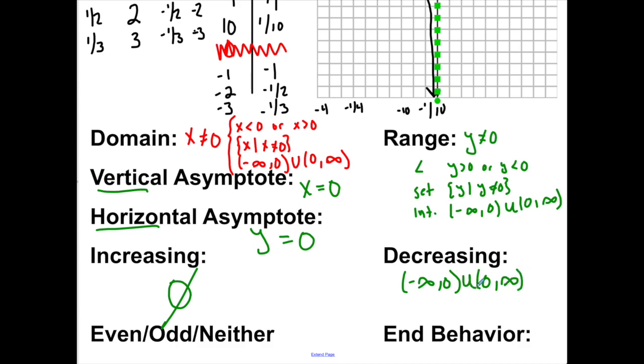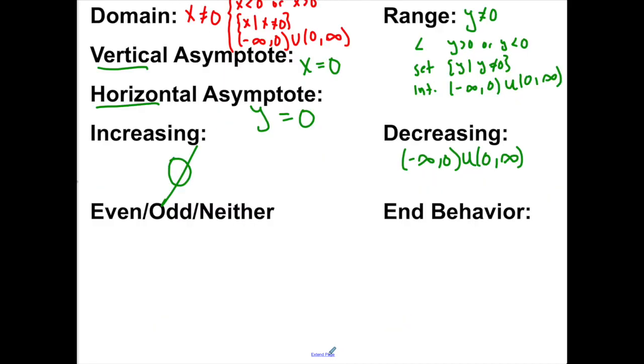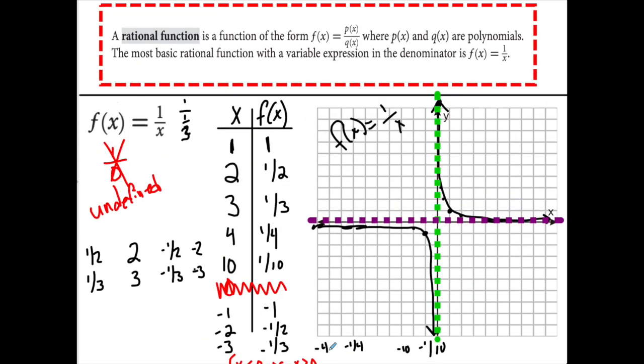So similar, we start to see a pattern. It's either increasing everywhere or decreasing everywhere. Whether that will always be true remains to be seen. But the idea of how you evaluate increasing and decreasing hasn't changed from any of the other functions we've seen before. All right, even, odd, and neither.